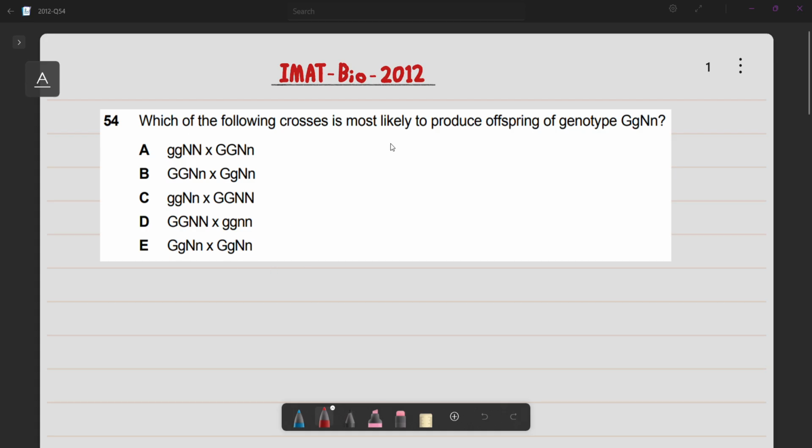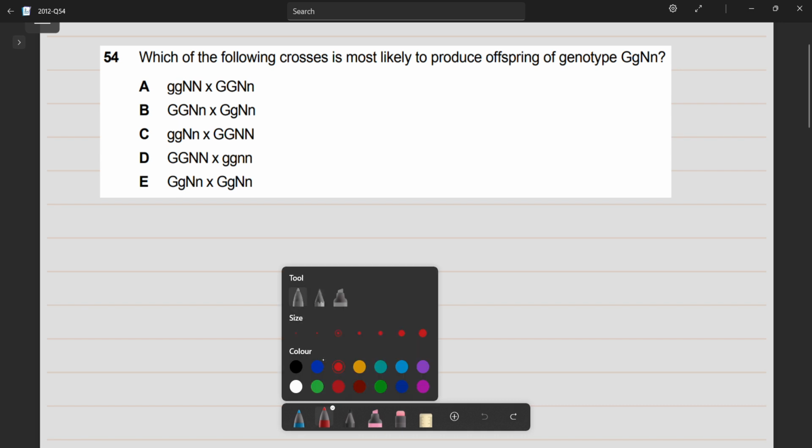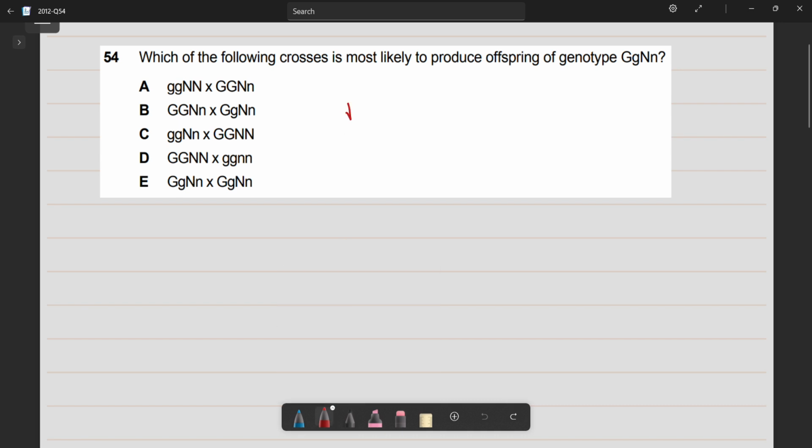So basically, this question is about the crossbreed, specifically about dihybrid crossbreed. Okay, so it's a dihybrid crossbreed.